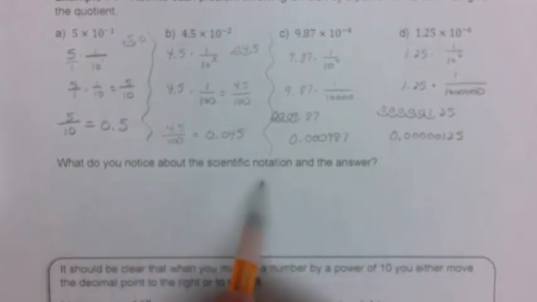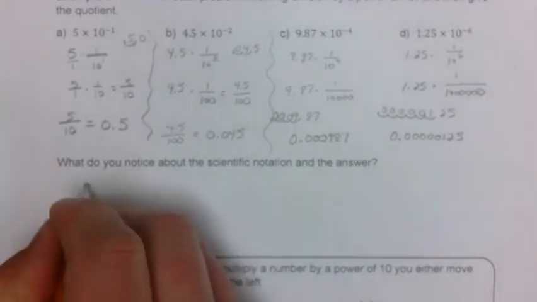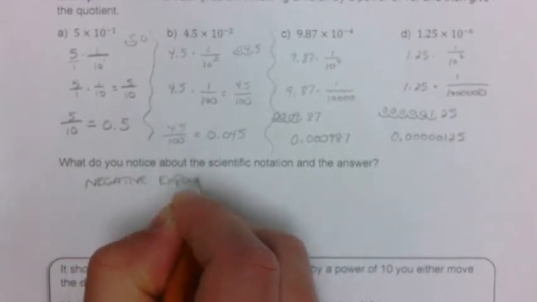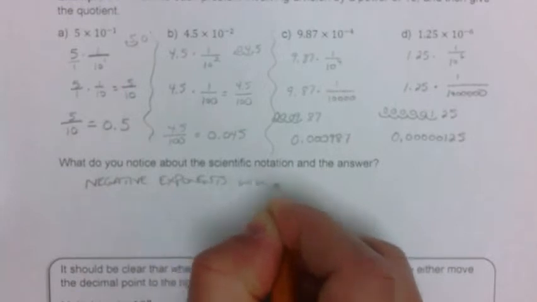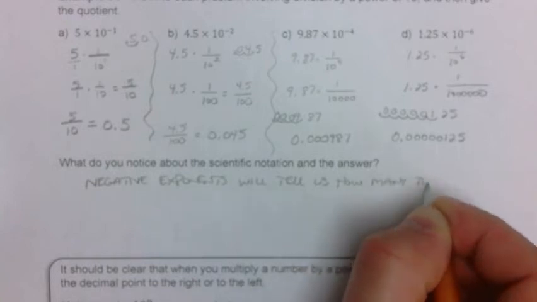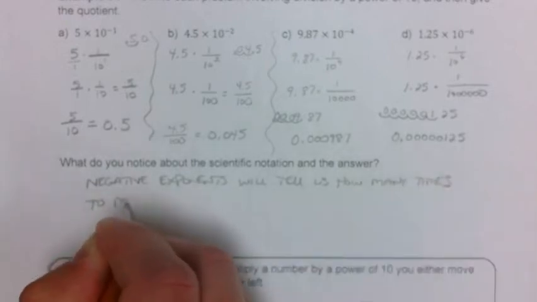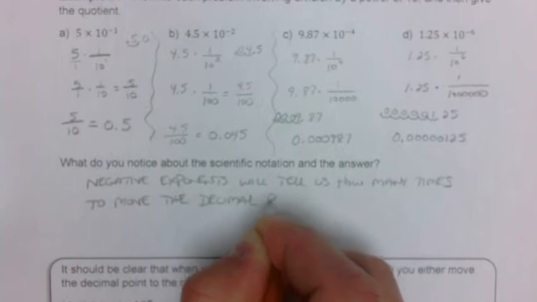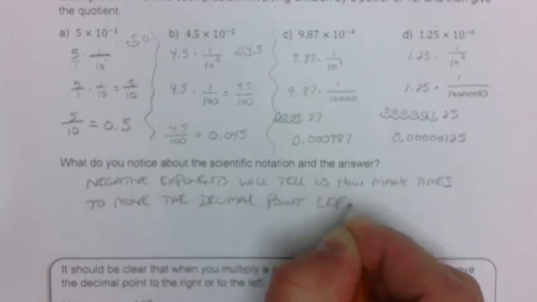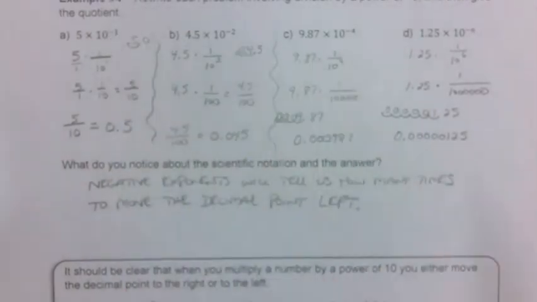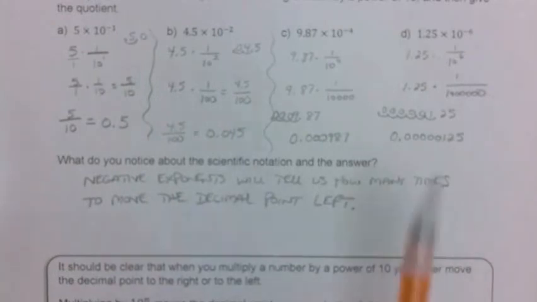What do you notice about the scientific notation and the answer? Negative exponents will tell us how many times to move the decimal point left. Okay, so again, the absolute value of the exponent will tell you how many times to move the decimal point. The direction is going to be to the left since the exponents are negative.